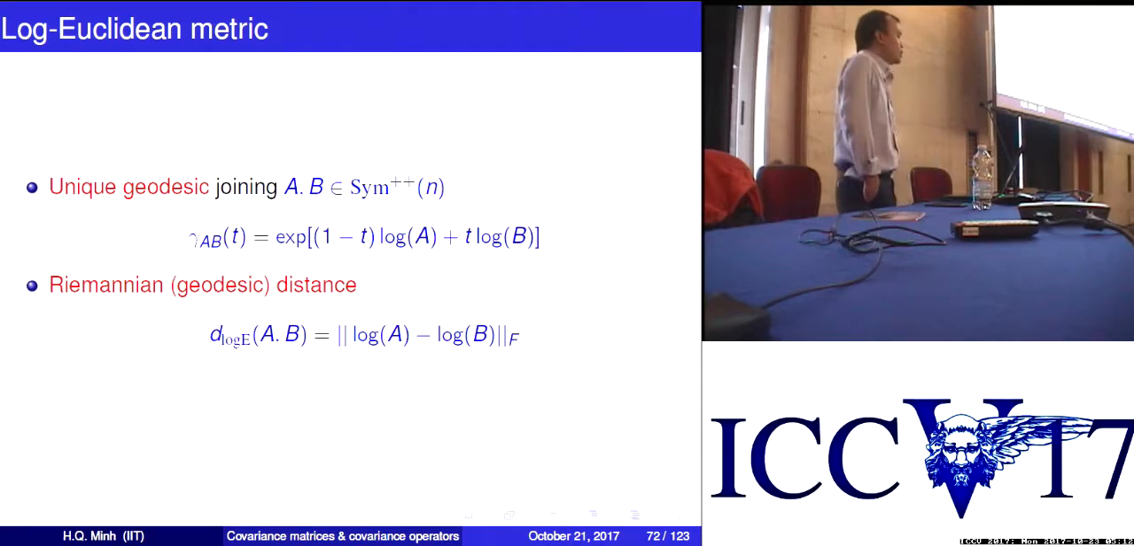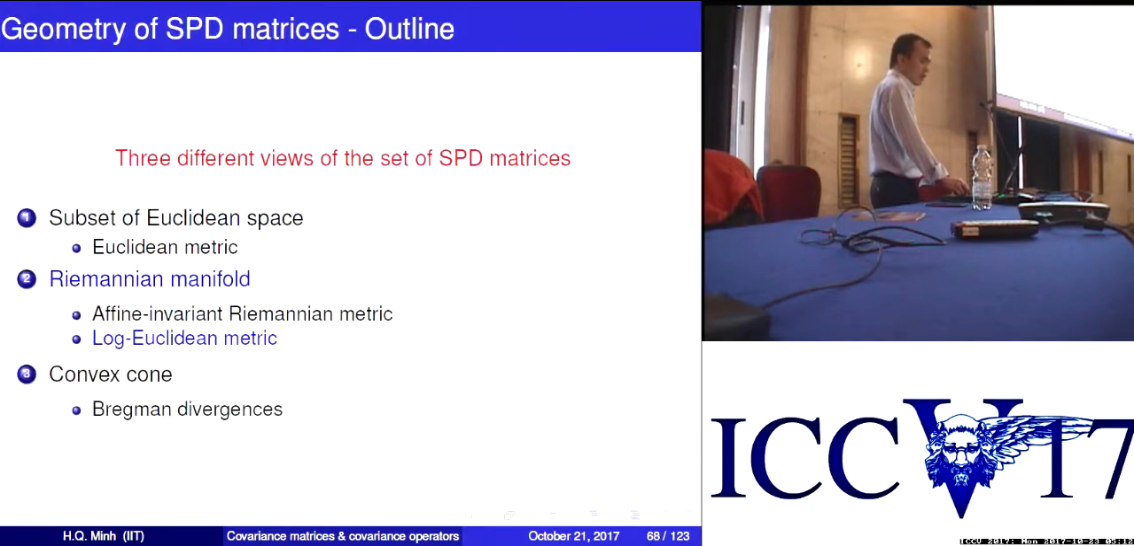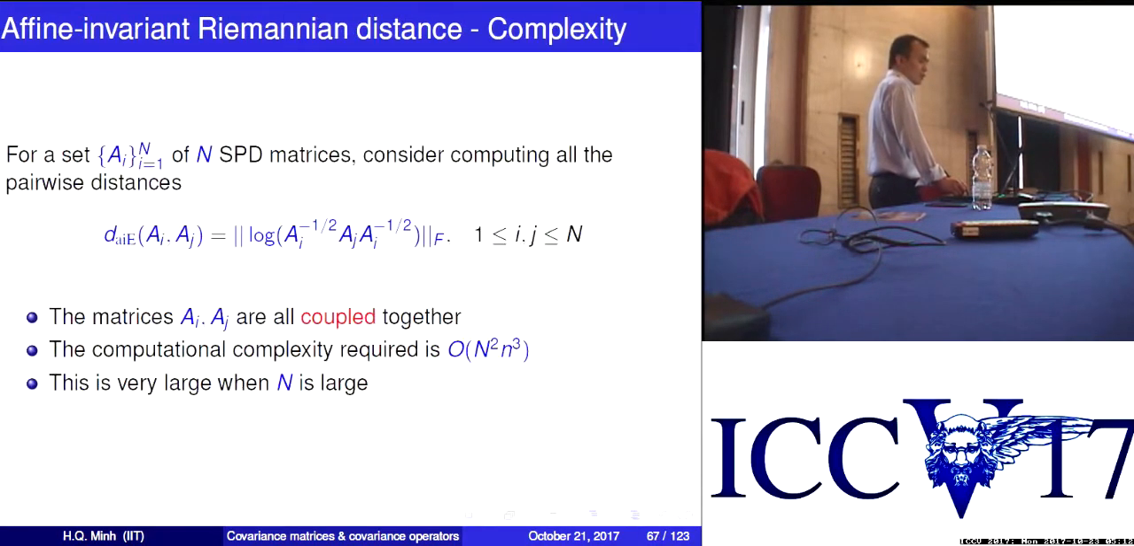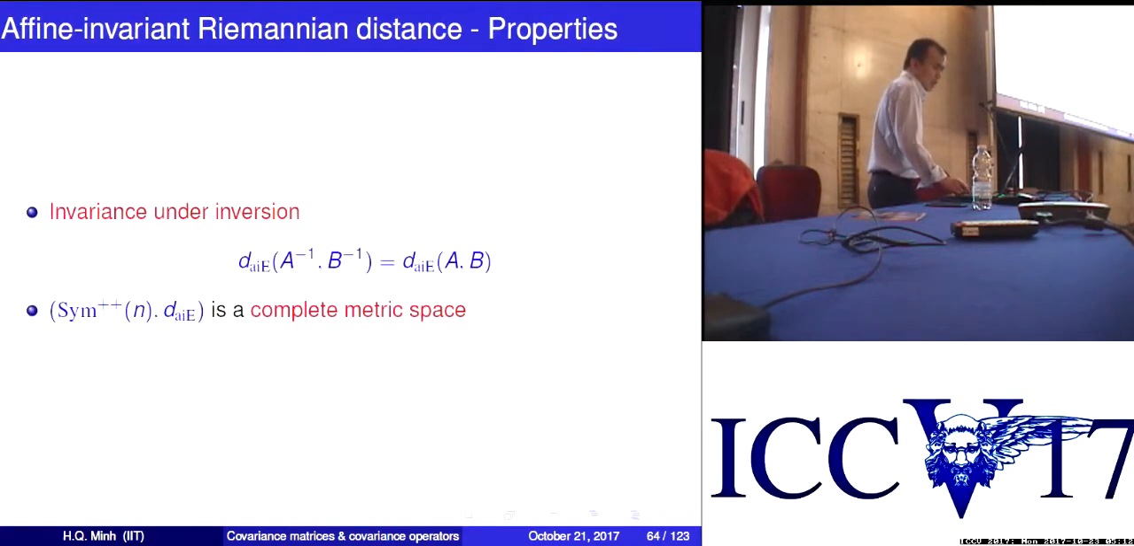It can be shown that under this metric, between any two matrices A and B, there's a unique geodesic joining them. The geodesic has a very simple formula: exponential of (1 minus t) log A plus t log B. When t is equal to 0, you have A, and when t is equal to 1, we have B. And the distance is also very simple, compared to the affine invariant distance, which is a lot more complicated to look at.